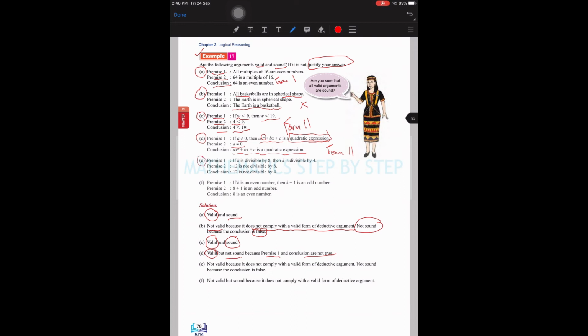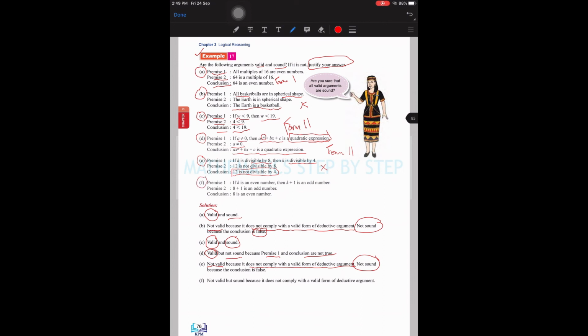Then let's go through this E together. If k is divisible by 8, then k is divisible by 4. Then premise 2, 12 is not divisible by 8. So 12 is not divisible by 4. This is not valid because it is not in either of the 3 forms, okay? Although it looks a bit like form 3, but it is not, okay? So not valid because it does not comply with a valid form of a deductive argument. Then it is also not sound because the conclusion made is false, okay? 12 is actually divisible by 4.